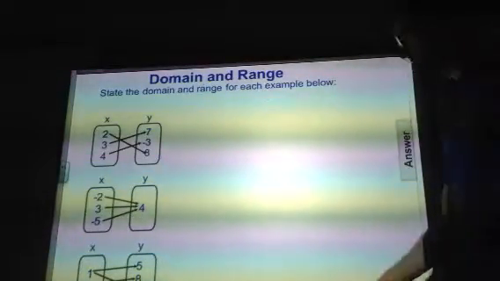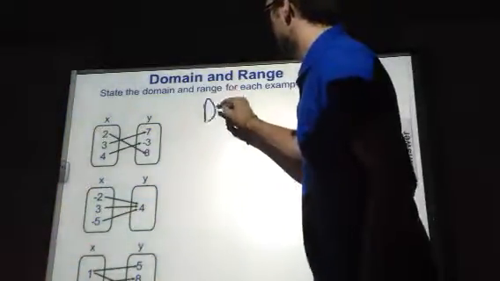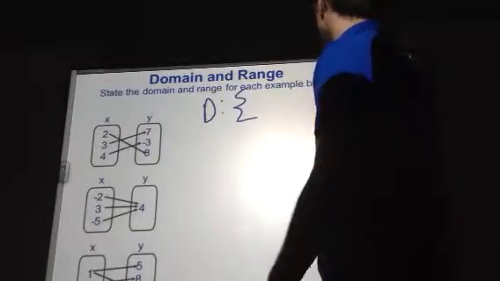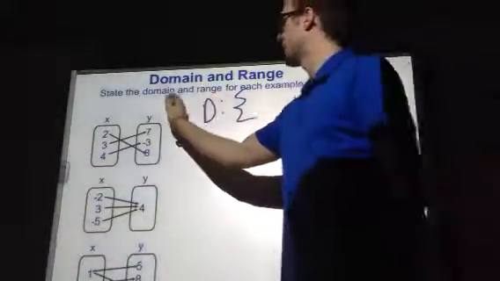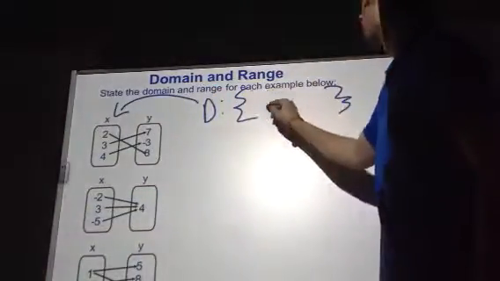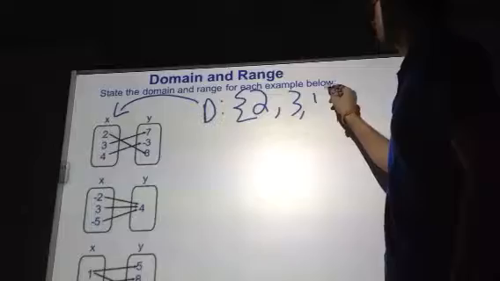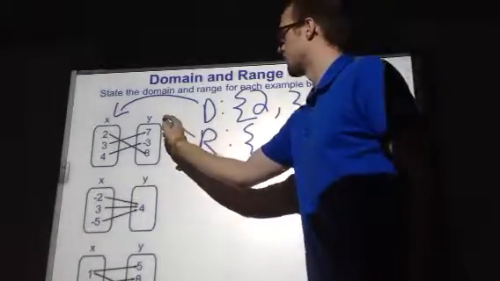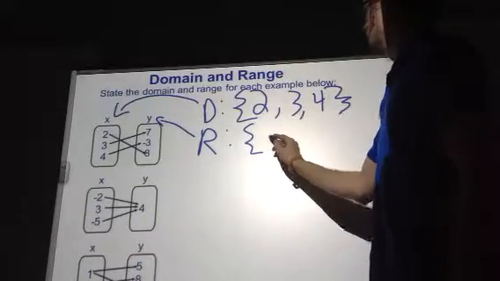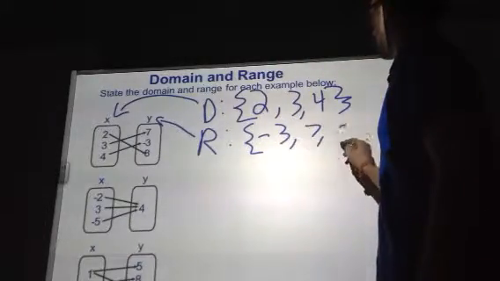Okay, domain and range, same concept. Domain, again, we write it in these brackets. That means we're listing some discrete numbers. So domain is our x values. And our possible x values here are 2, 3, and 4. And our possible range values, again, range was our y values, are -3, 7, and 8.